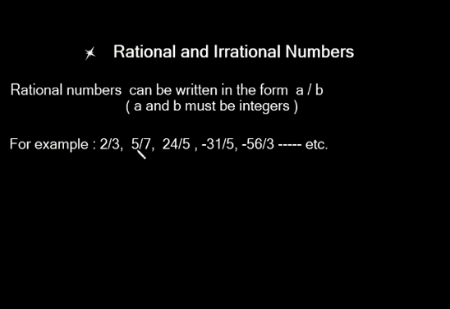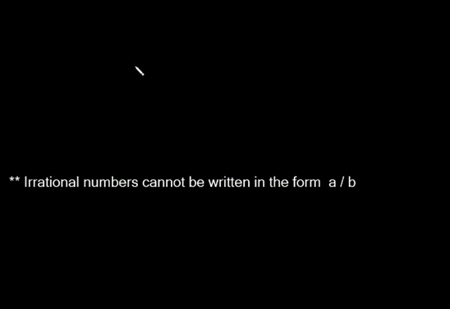In the same way, 5 over 7, 24 over 5, it could be minus as well, so minus 31 over 5, minus 56 over 3, etc. On the contrary, you can think of an irrational number as one that cannot be written in the form of a over b. You will understand very shortly when we discuss the rules of rational and irrational numbers.